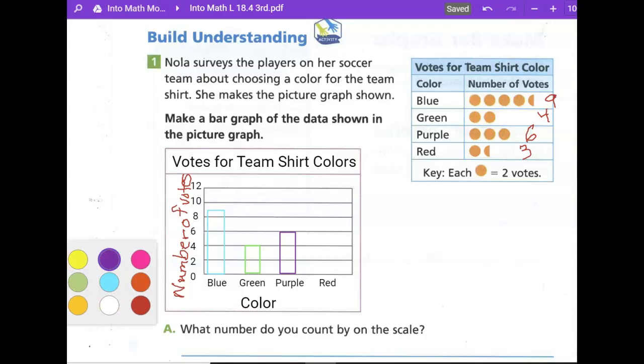Okay, and then we're going to have red, and it goes to 3. So it's going to be another one that we go into the middle of the space. So there's our graph. Now let's see what questions they want us to answer.